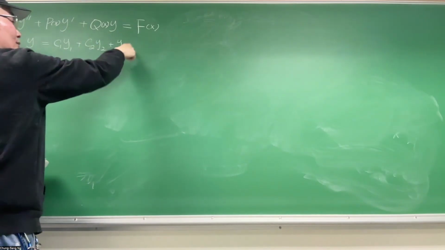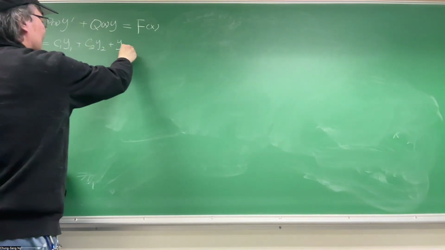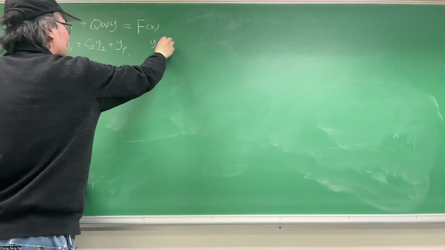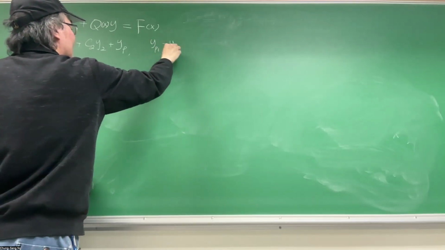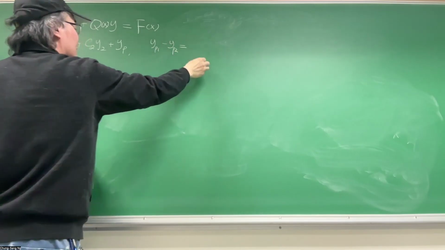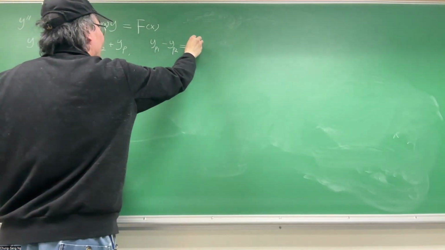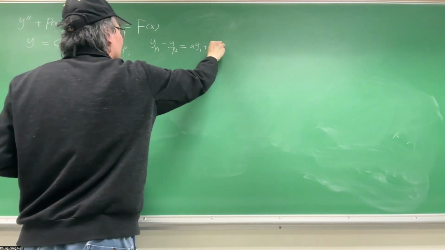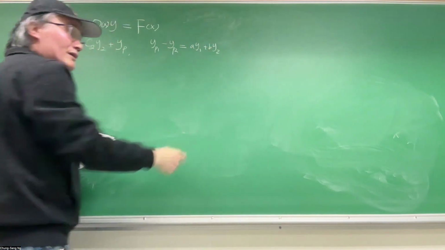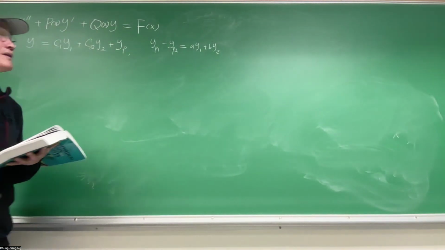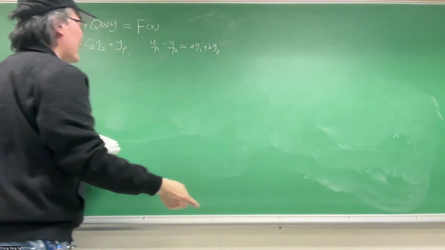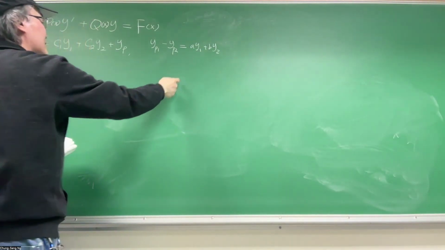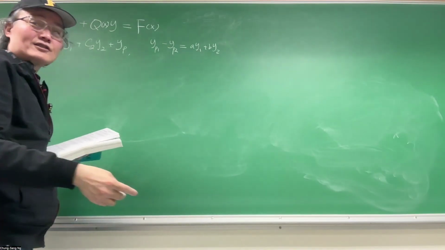no matter what particular solution you found, if you found two of them, yp sub 1 and yp sub 2, then yp sub 1 minus yp sub 2 is always a linear combination, a times y sub 1 plus b times y sub 2. Right? It's always a combination of the homogeneous solutions. This must be the case, and you can see the reason, right?